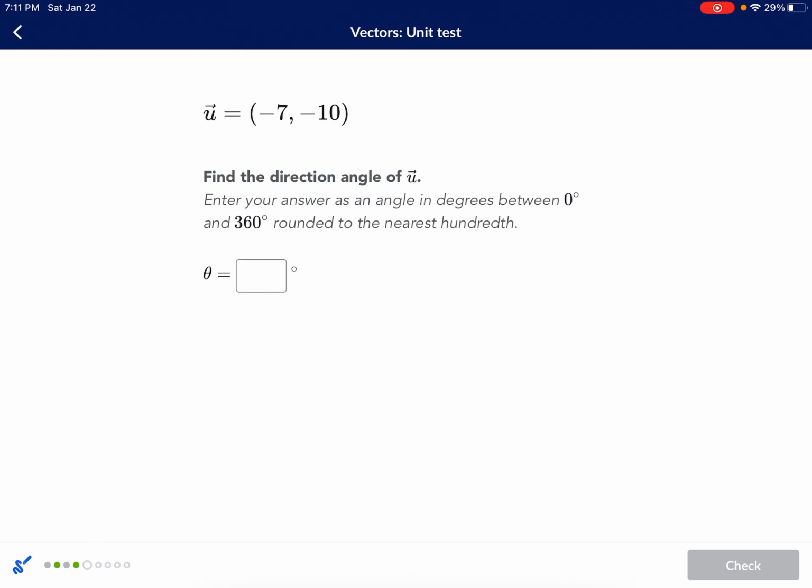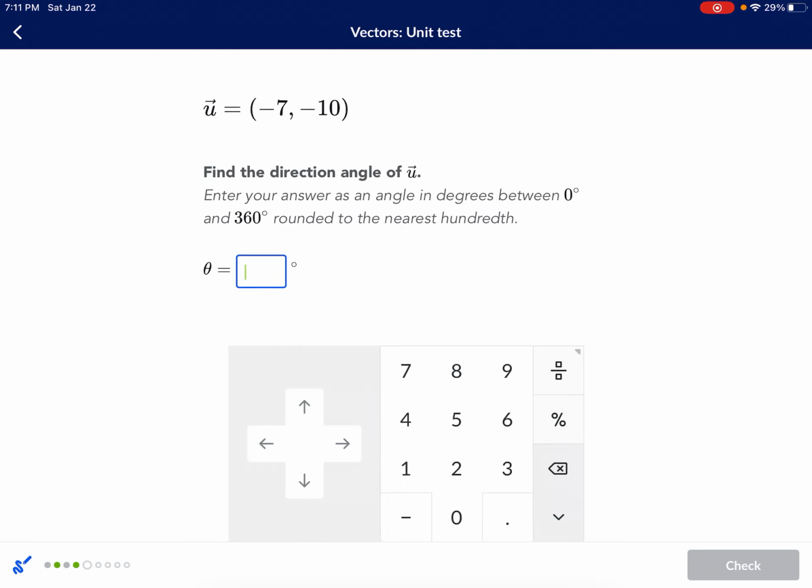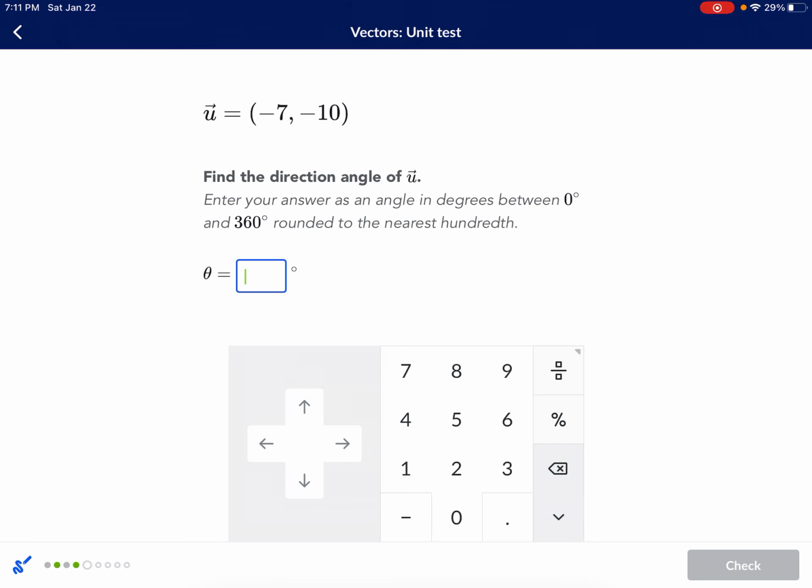Find the direction. So it's just inverse tangent 10 over 7, just 55. And you have to add 180 because both the x component and y component are negative, so it's in the third quadrant, so it's 235.01.